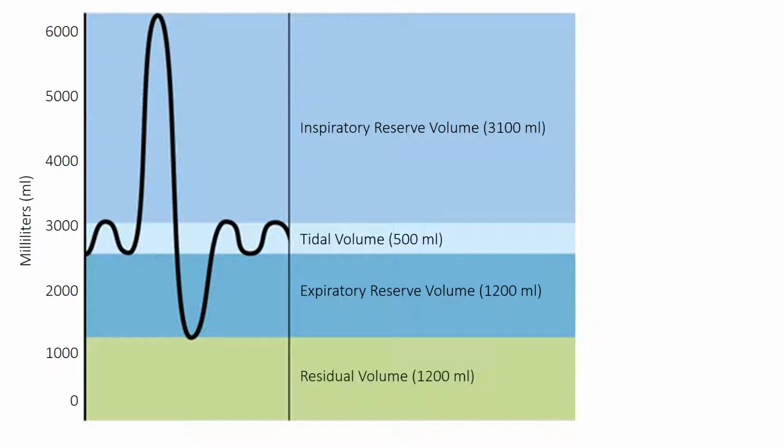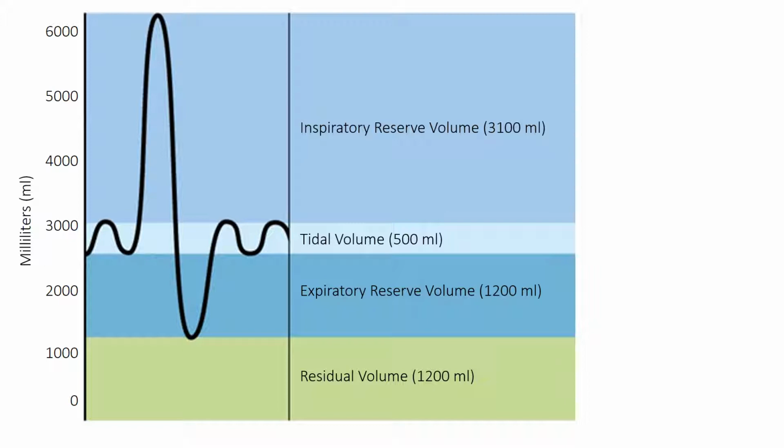Even when you try to force all of that air out of your lungs, some air will remain in the alveoli. This is called your residual volume. We need this residual volume because it's what lets our lungs exhale without collapsing. Without this residual volume, the two sides of the alveoli would touch and the lungs would collapse.